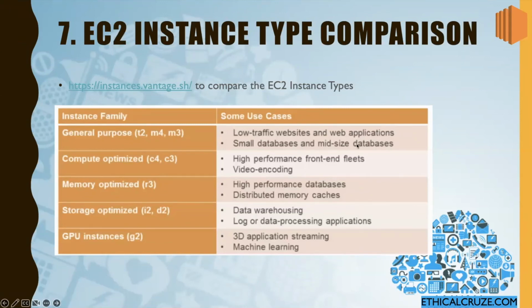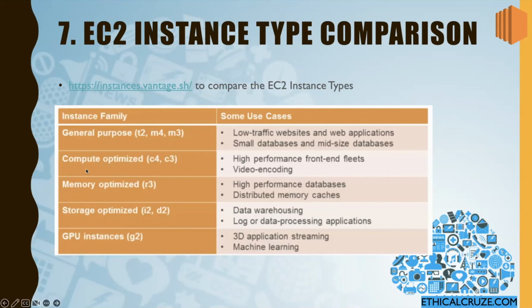So if you're having this general type of variety, then you can go for this general purpose. You will get a balance of your computation power, your resource, your memory, your networking performance, and all. Everything will be balanced. That's why it is called general purpose.